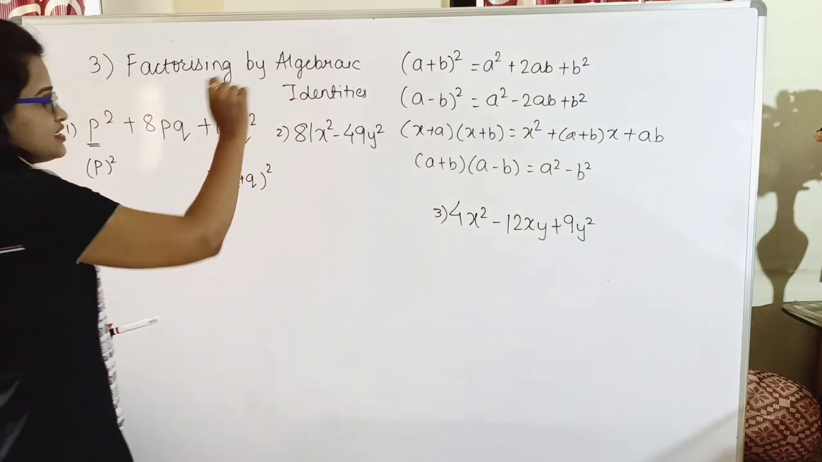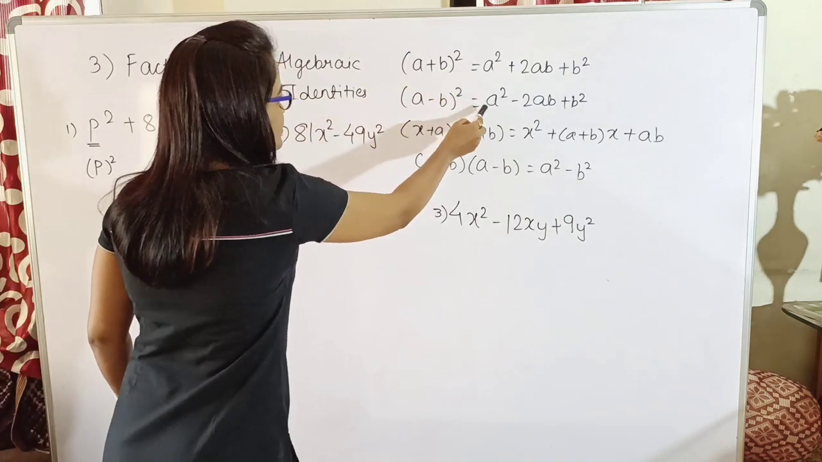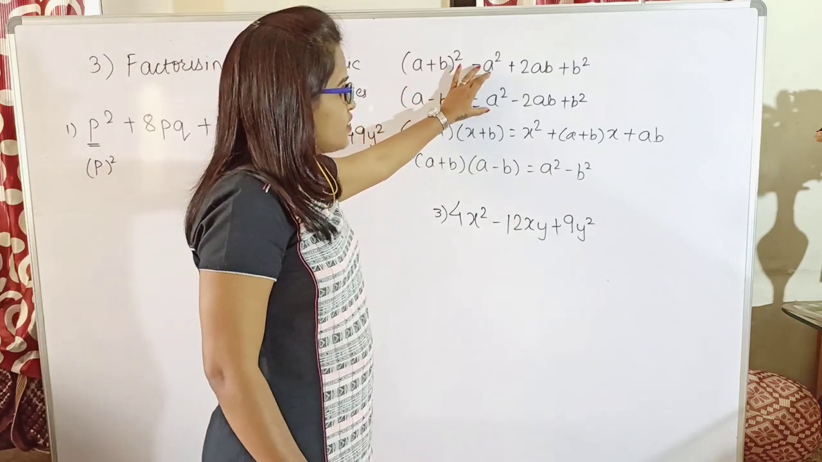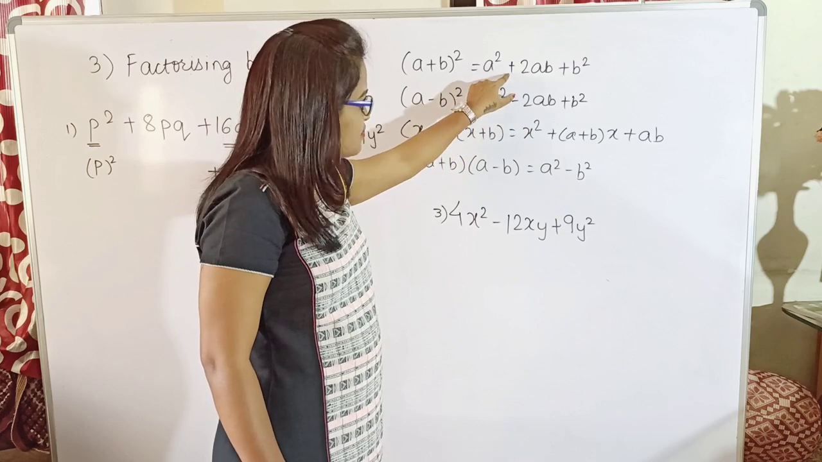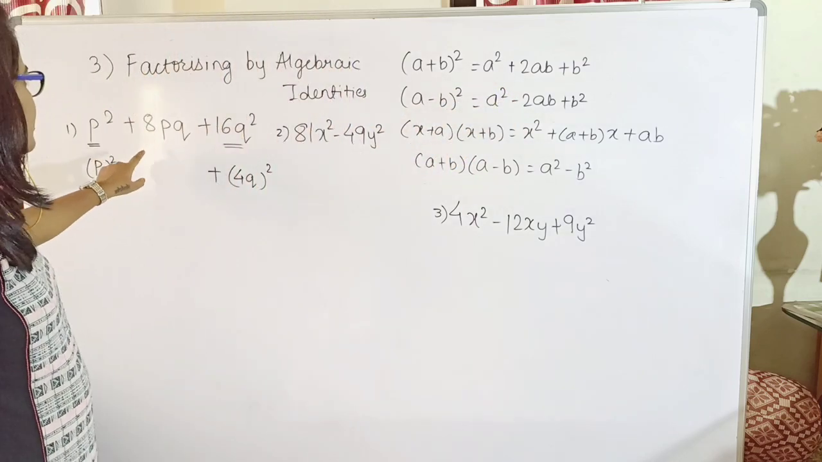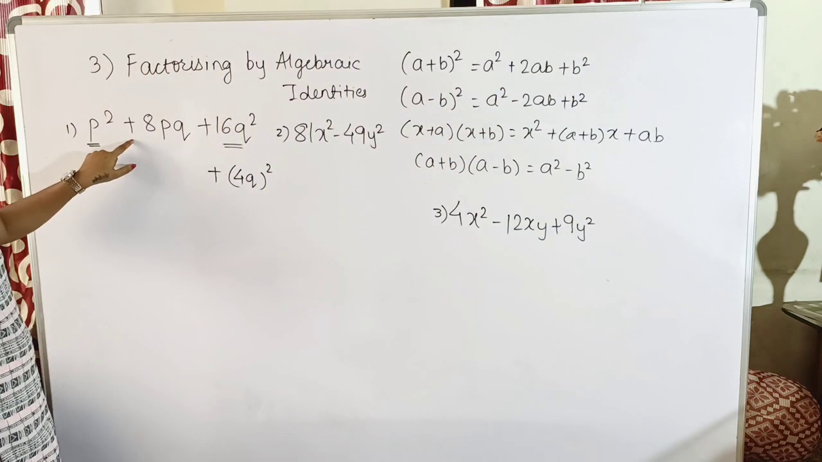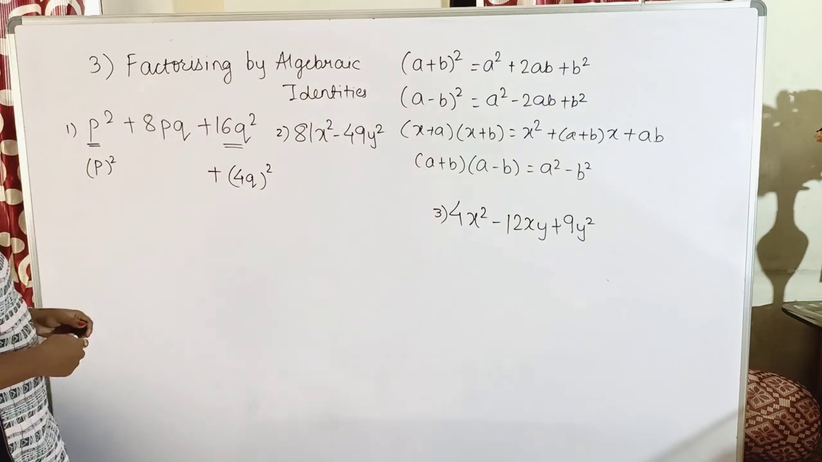Now let us see these two identities. What is the difference between these two identities? The sign of the middle term is different. Here it is plus, here it is minus. So let us check here. What is the sign of the middle term? That is plus. So I will be checking with my first identity.